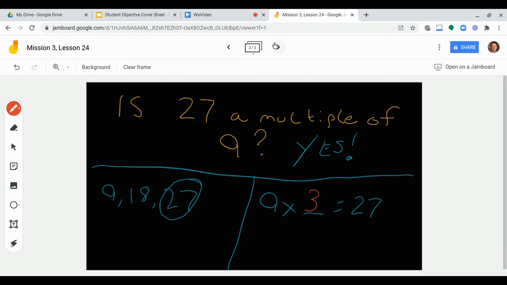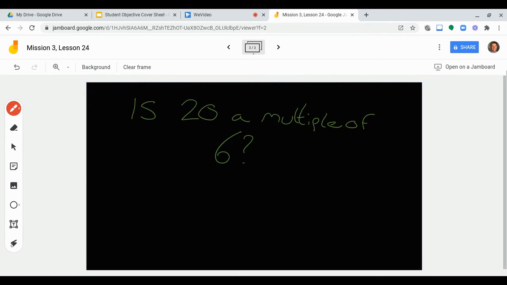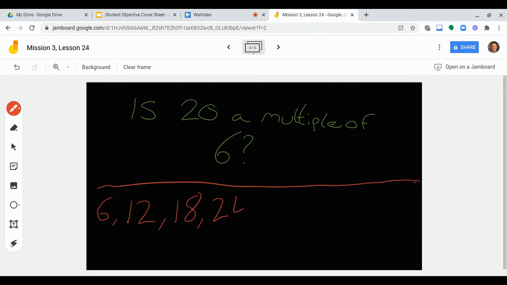Now, let's take a look at another example. Is 20 a multiple of 6? Let's look at the two ways we just talked about. I can start counting by 6s. 6, 12, 18, 24. I get to 24 and I've gone over 20, so I know I can stop. Is 20 in there if I count by 6s? It is not. So since 20 is not in there, 20 is not a multiple of 6, because counting by 6s, I can't get 20.